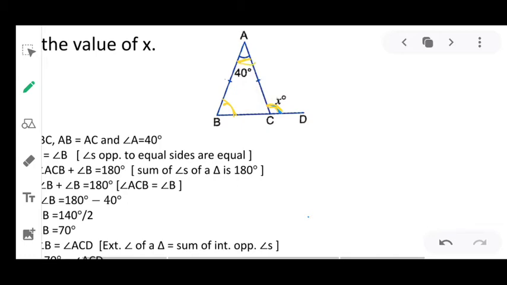Angle A plus angle B will be the angle X. That means angle ACD, the exterior angle, equals angle A plus angle B. So angle A is given as 40 degrees, and first we have to find out the value of angle B.